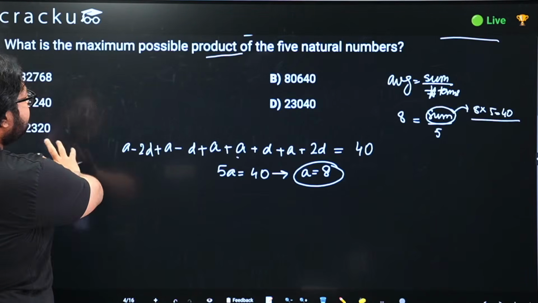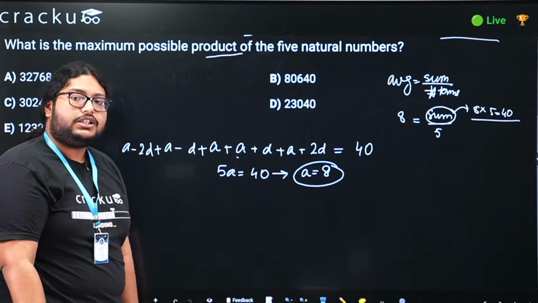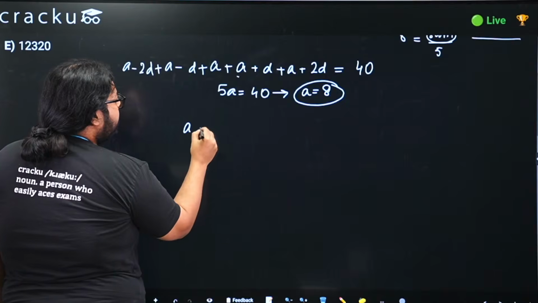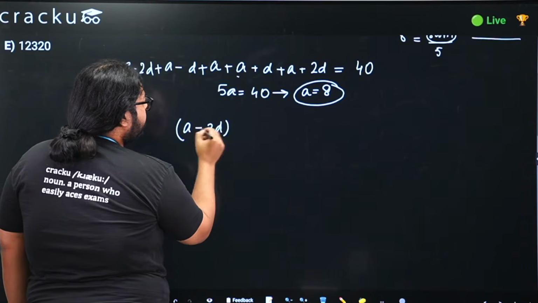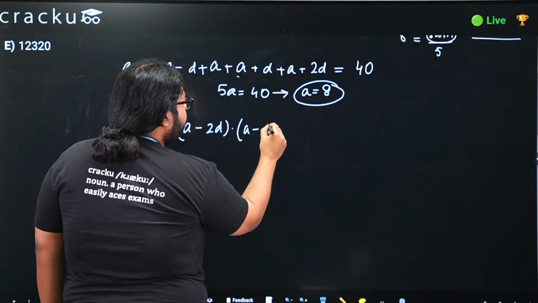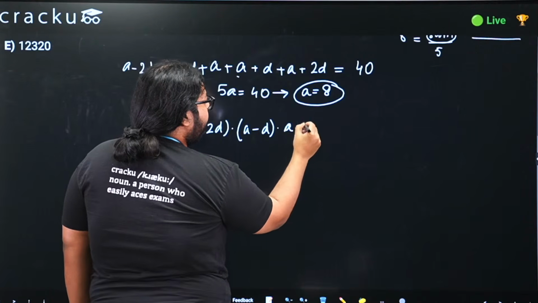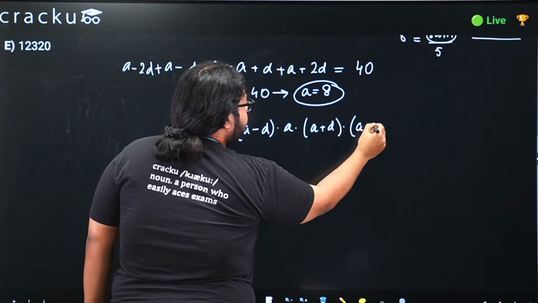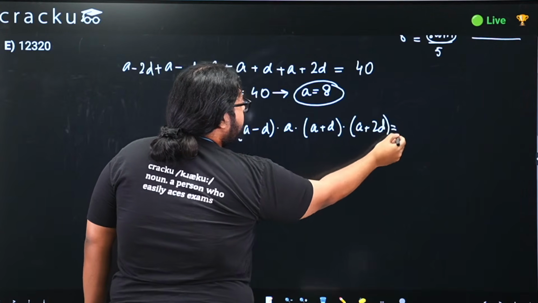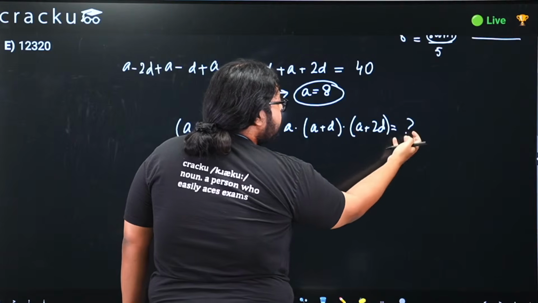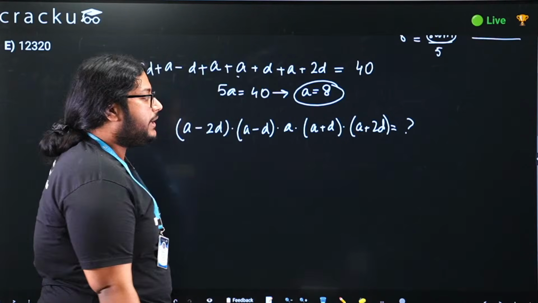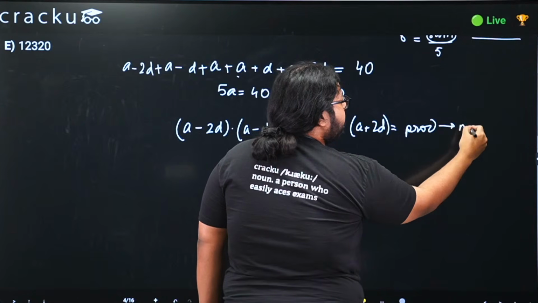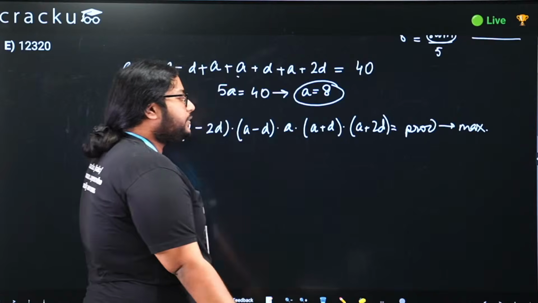Finally, they ask: what is the maximum possible product of the 5 natural numbers? Product is multiplication, so we multiply them: a minus 2d times a minus d times a times a plus d times a plus 2d. This should be equal to what? This is the product, and this is something which I need to maximize. How do I do that?